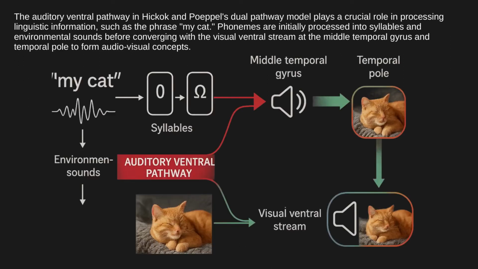The auditory ventral pathway in Hickok and Poeppel's dual pathway model plays a crucial role in processing linguistic information, such as the phrase, "my cat." Phonemes are initially processed into syllables and environmental sounds before converging with the visual ventral stream at the middle temporal gyrus and temporal pole to form audio-visual concepts.